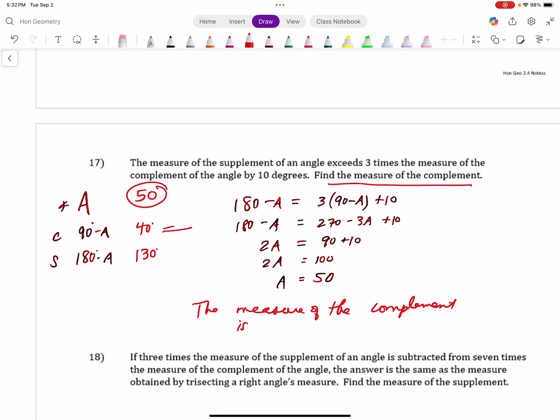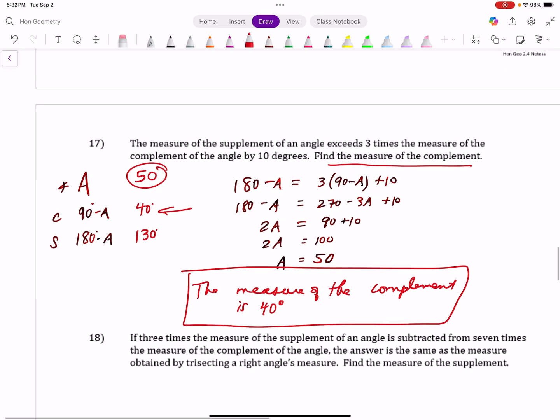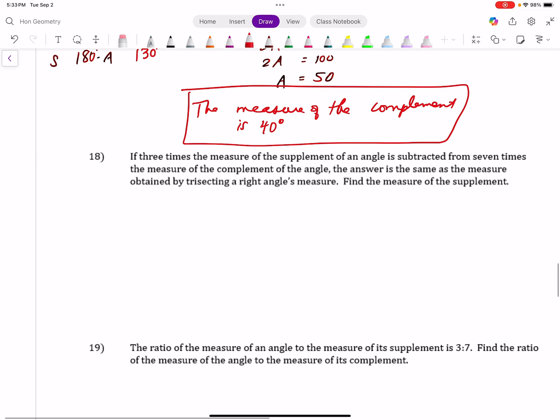And I know I'm flying through this, but just like always, I know you can pause and try everything on your own, which is what you should be doing. I kind of assume you are, and maybe I shouldn't assume that, but I want you to try these on your own before you just write down what I'm doing.